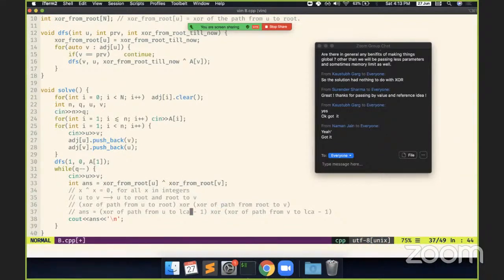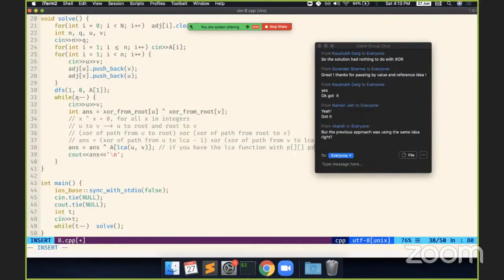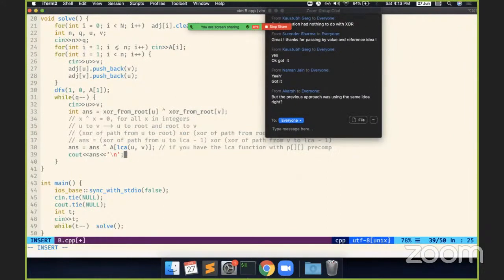XOR of the path from U to LCA minus 1, XOR with the XOR of the path from V to LCA minus 1, but you won't have the LCA itself. So you need the LCA also. So in the last statement, answer is equal to answer XOR A of LCA of U comma V. Obviously, I deleted the LCA array and everything, but if you have the LCA function with precomputation, then just use it. This won't work right now, but that's the idea.